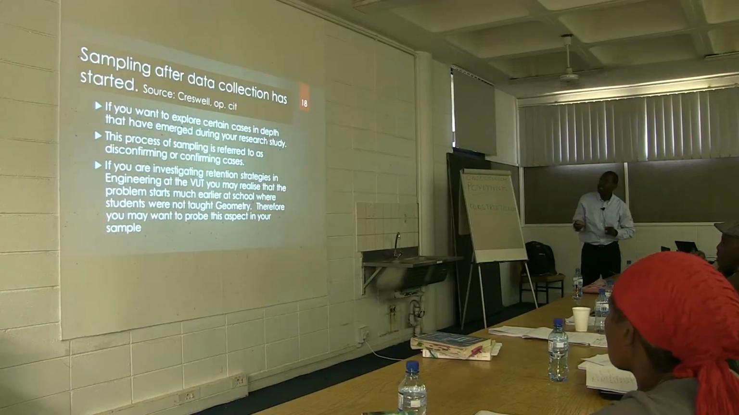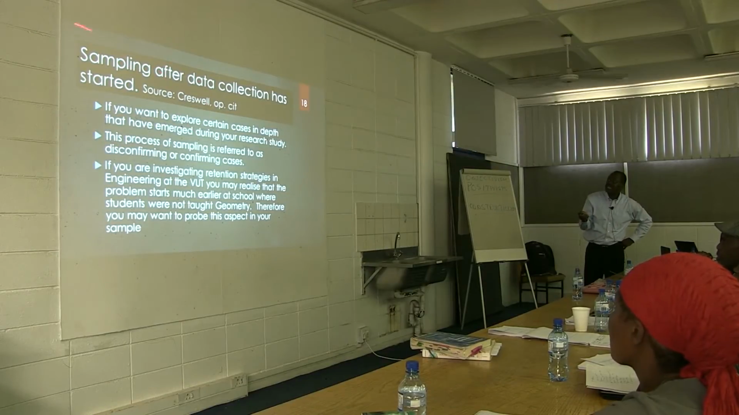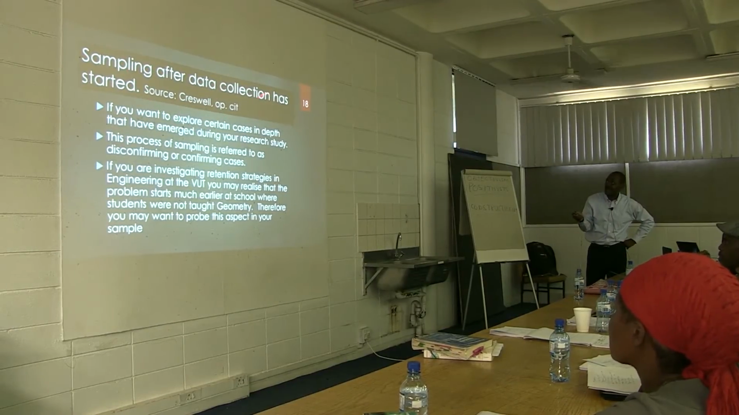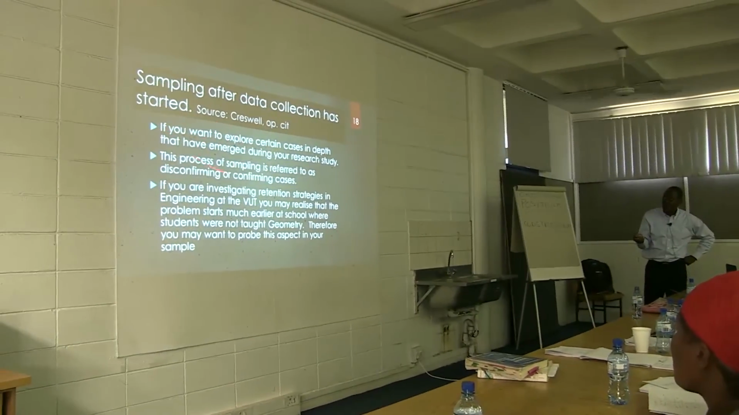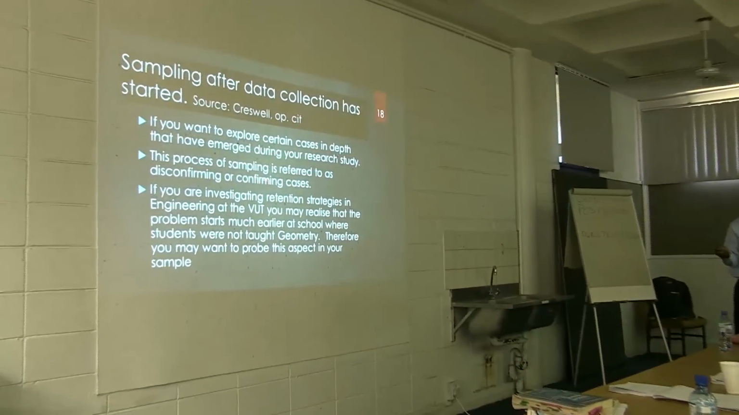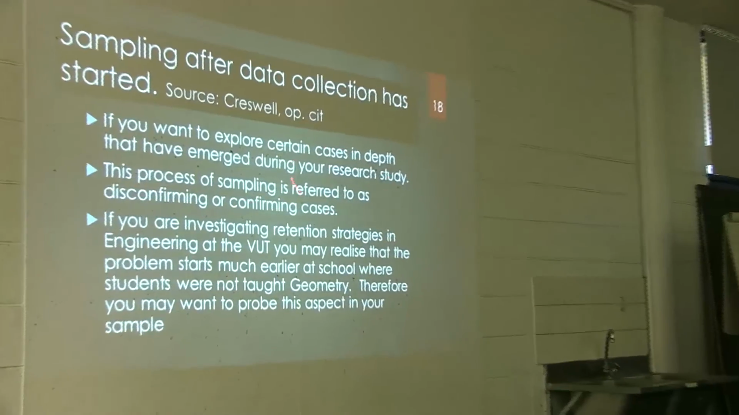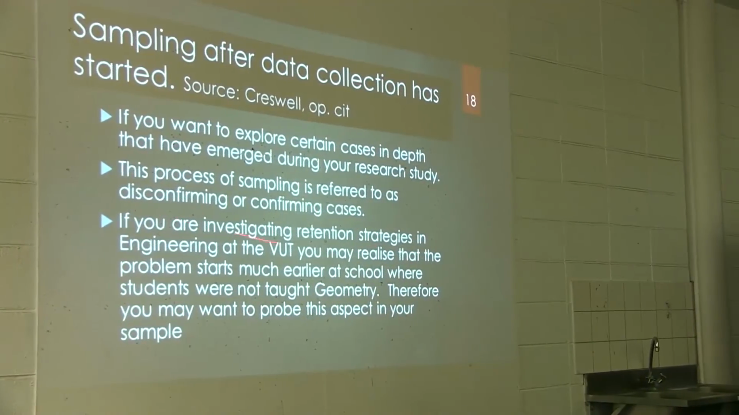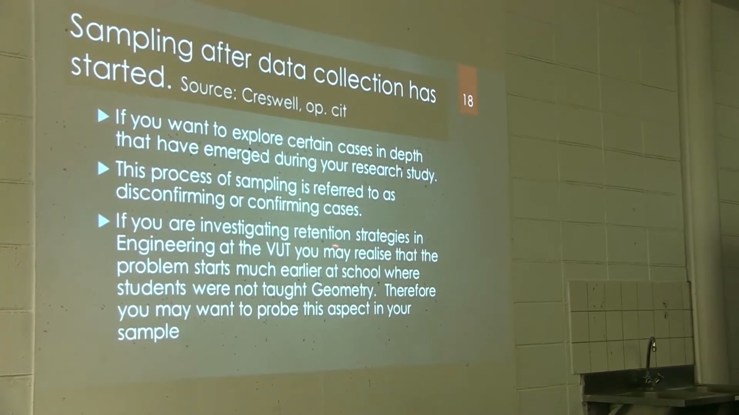So before we leave this one, sampling after data collection has started. If you want to explore certain cases in depth that have emerged during your research study, this process of sampling is referred to as disconfirming or confirming cases. If you are investigating retention strategies in engineering at the VUT, you may realize that the problem started much earlier at school, where these students were not taught geometry.